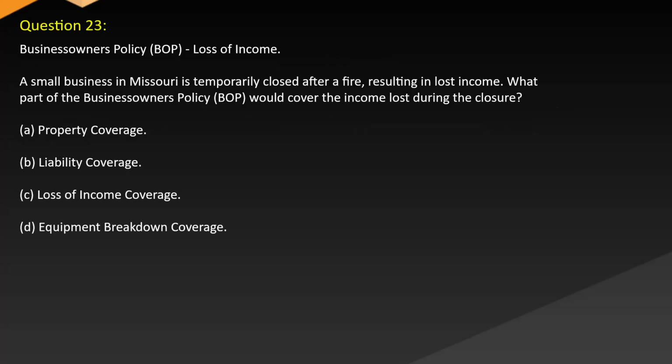Question 23. Business Owners Policy, BOP. Loss of income. A small business in Missouri is temporarily closed after a fire, resulting in lost income. What part of the Business Owners Policy, BOP, would cover the income lost during the closure? A. Property coverage. B. Liability coverage. C. Loss of income coverage. D. Equipment breakdown coverage.